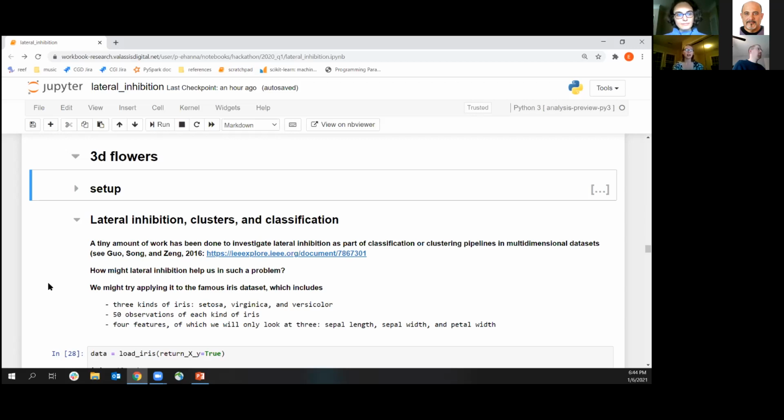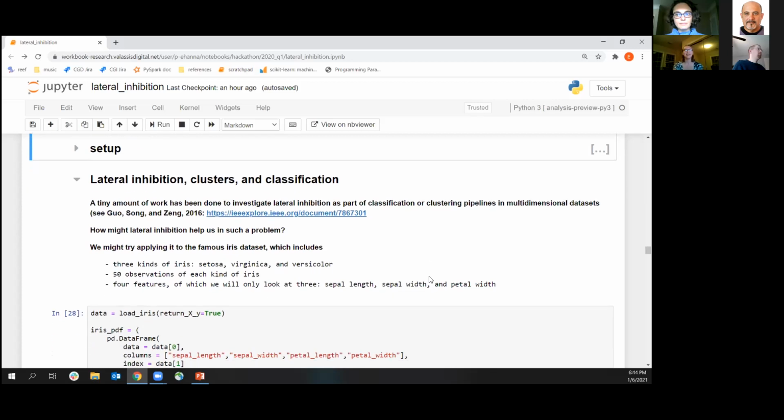There is a very small amount of work that has been done to investigate this idea before. If you're interested, you can contact me after the meeting and I can send you this notebook, and I can also link you to the one single example that I saw of a study that did this. But essentially, I would like to see if lateral inhibition can be used to make a scatter plot easier to cluster.